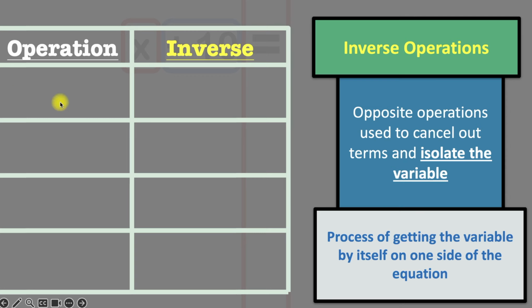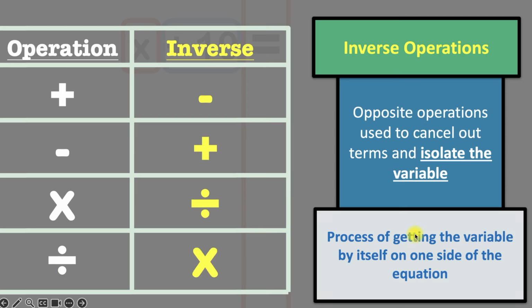So if the operation we see is addition, the inverse of that is subtraction. If the operation is subtraction, then the inverse of that is addition. If the operation is multiplication, then the inverse is division. And if the operation in the equation is division, then the inverse is multiplication. Now that we know our inverses, let's go back to the equation.